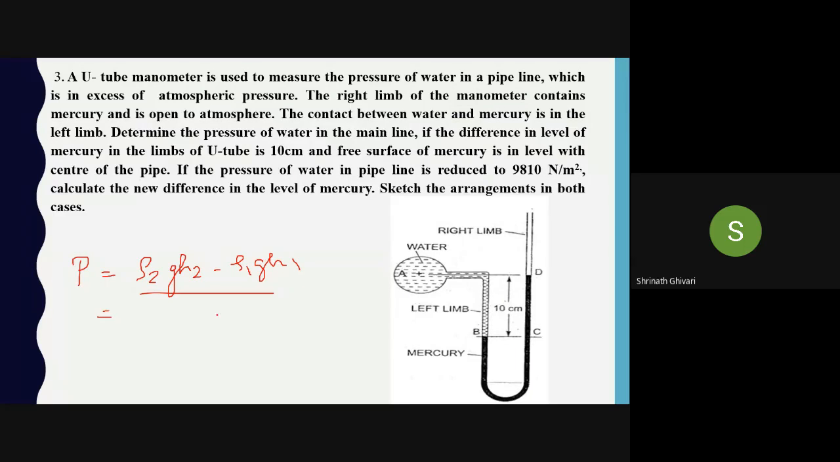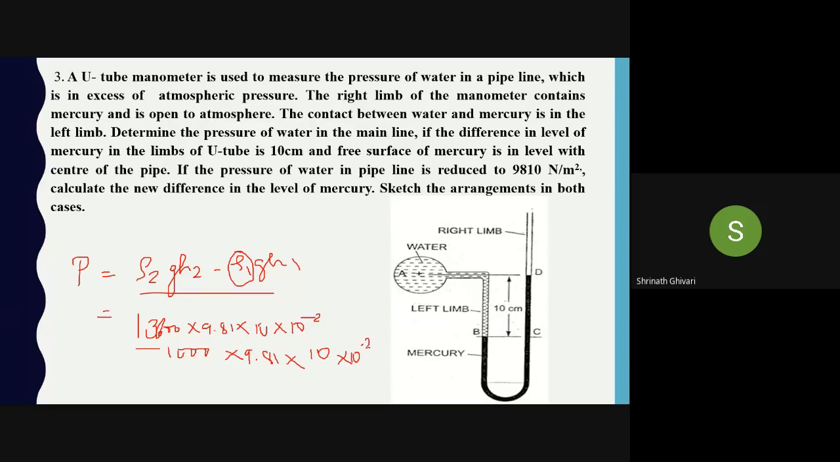So what is rho 2 here? What is rho 2? Density of what? Mercury. 13,600 into 9.81 into H2. H2 is how much? 10 centimeter. 10 into 10 raised to minus 2 we can write. Minus. What is rho 1? Density of water. 1000 into 9.81.